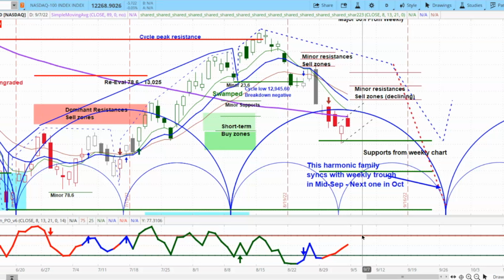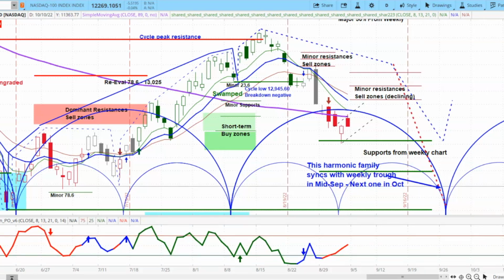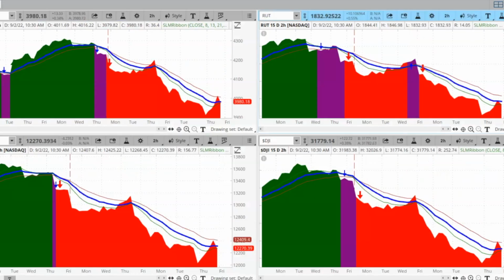So we're looking for that failure in there in the Nasdaq, and that's a look at what the daily chart looks like under very negative conditions. I'm going to switch over for a second and show you another chart.